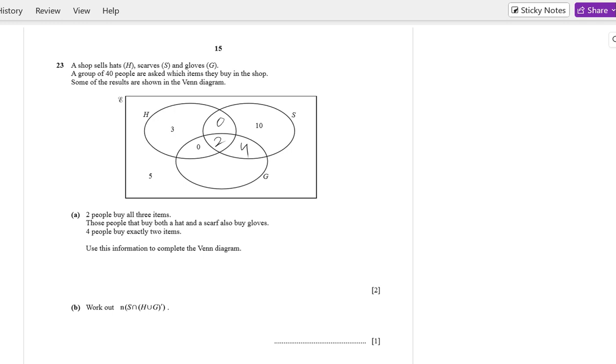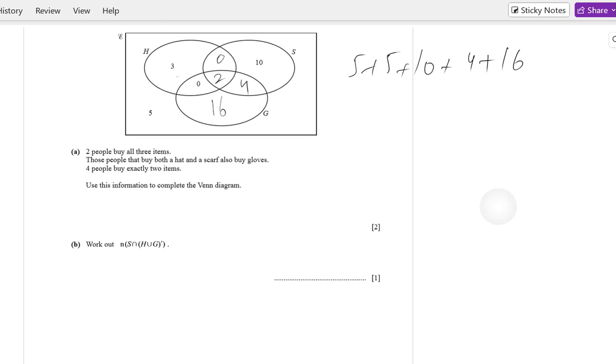Your total is 40. What do we have till here? 5 plus 5, 24, 16, I think it's left. 5 plus 5 plus 10 plus 4 plus 16, it's 40.